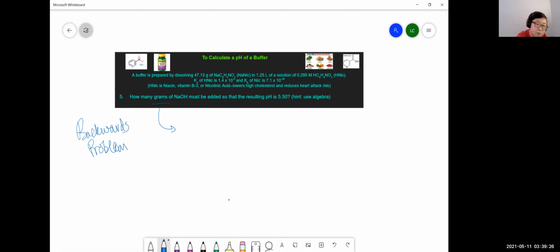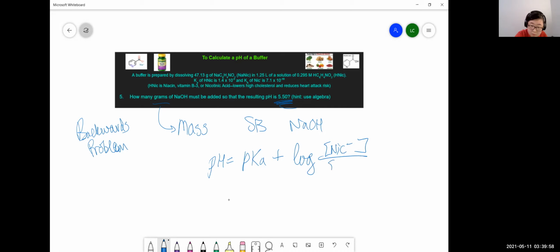It's asking for the mass of NaOH, which is a strong base. So its resulting pH is 5.0 or 5.5. And so it says hint, use algebra. Yeah, so this one is not a fun one. So we do pH equals pKa plus log of Nic minus, which is the conjugate base, over HNic.